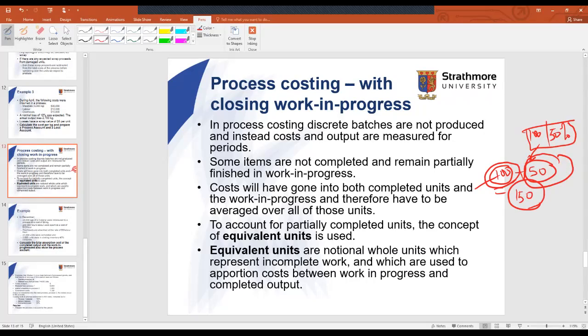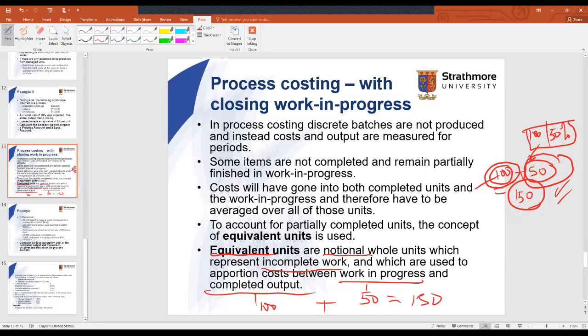So the equivalent units, these are notional whole units. These are notional, it's in theory. They're not complete, but in notion, whole units which represent incomplete work, which are used to apportion cost between the work in progress and the completed unit output. As I mentioned, the complete units here was 100. The equivalent units for the work in progress was 50. The two combined therefore give us an output of 150.